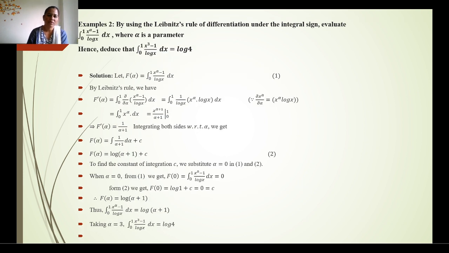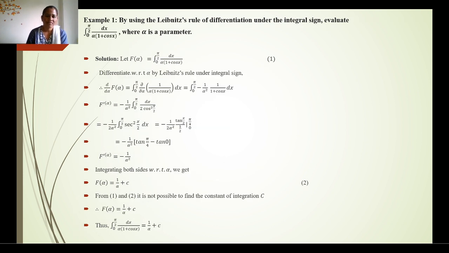Integrating both sides with respect to alpha, f dash of alpha becomes f of alpha is equal to the integration of minus 1 by alpha square, which becomes 1 by alpha plus c. From equations 1 and 2 it is not possible to find the constant of integration c. Therefore we get the final answer, f of alpha is equal to 1 by alpha plus c, but f of alpha is the integral from 0 to pi by 2 of dx by alpha 1 plus cos x, which is equal to 1 by alpha plus c. The c will remain the same. So this is the required solution for this problem.